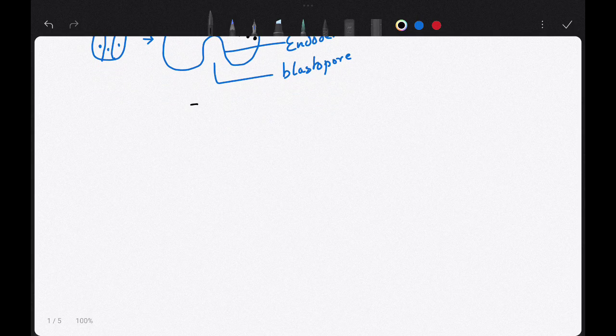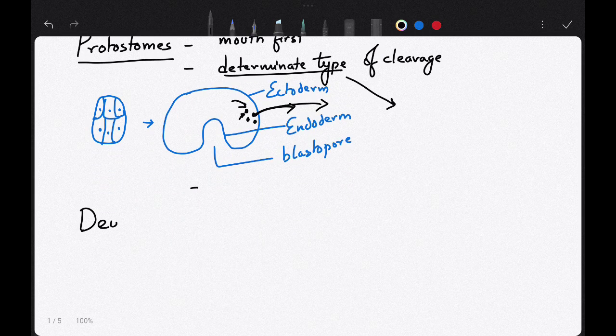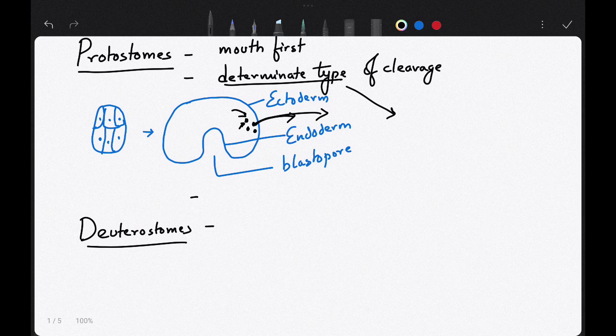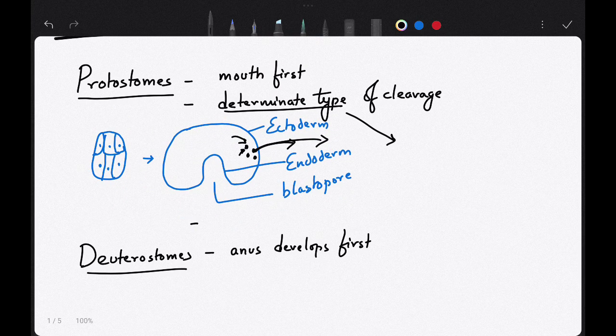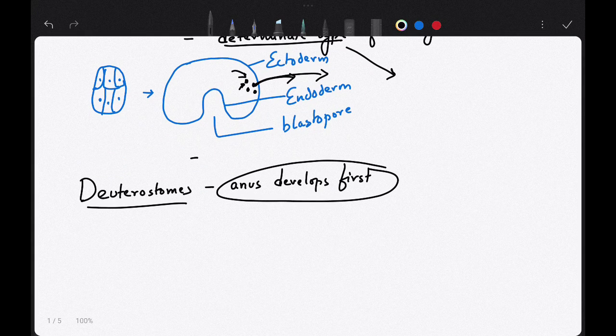Now I have discussed protostomes, next I will discuss deuterostomes. What you will see is that the anus will develop first and the mouth will develop later. So what is the difference? In protostomes, the mouth is developed first. In deuterostomes, the anus is developed first.